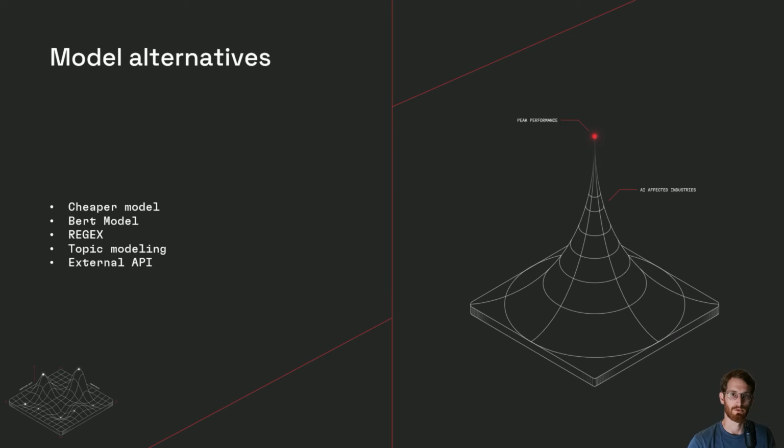Another way to reduce the cost is to use alternatives to LLMs, or at least alternatives to the expensive LLMs. You can use cheaper models. You can go all the way down to early transformer models. BERT is one that we've had a lot of success with.